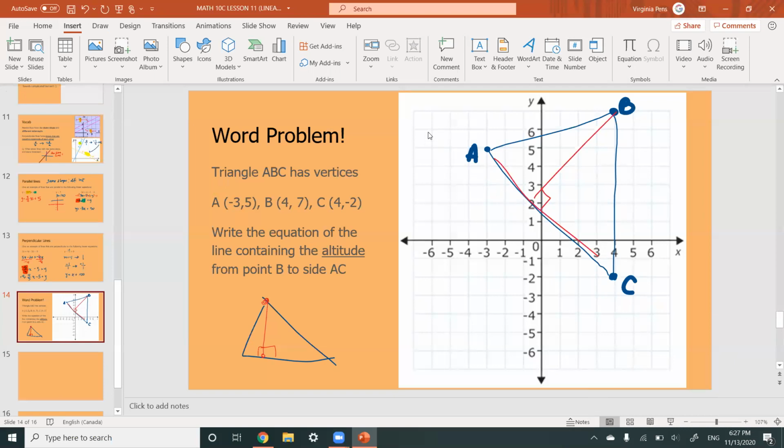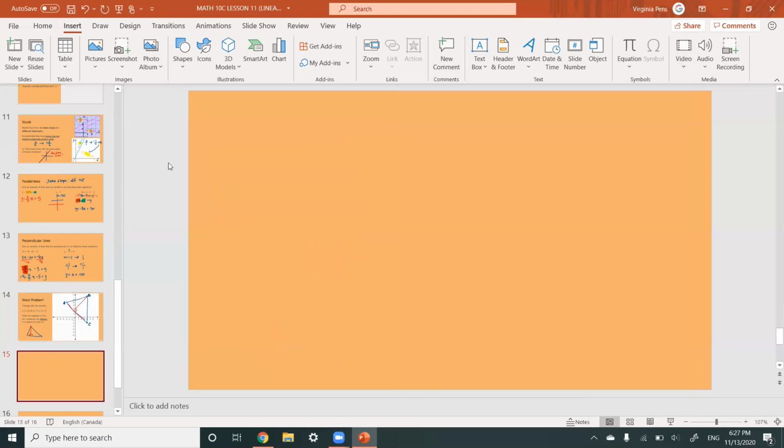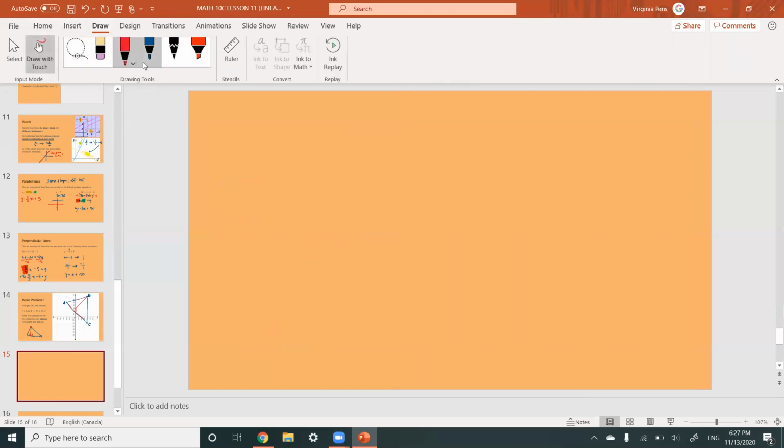So we can find out this equation and then find the perpendicular to find this equation. So let's get started. Let's start off with finding the equation for side AC. I'll label it out. Equation of AC line. It's helpful to label things.